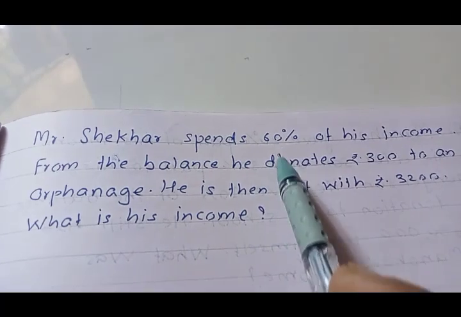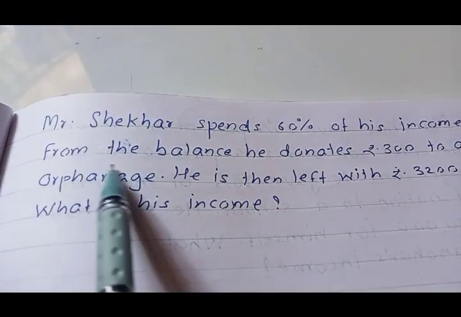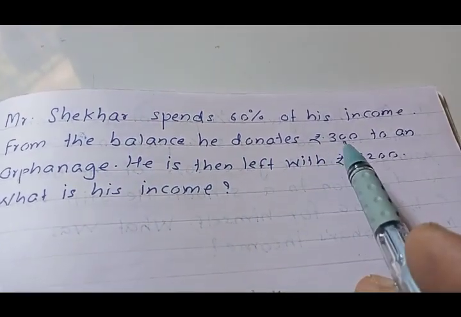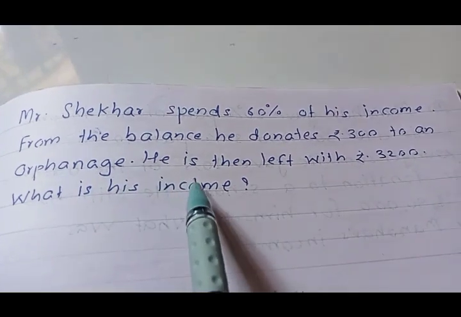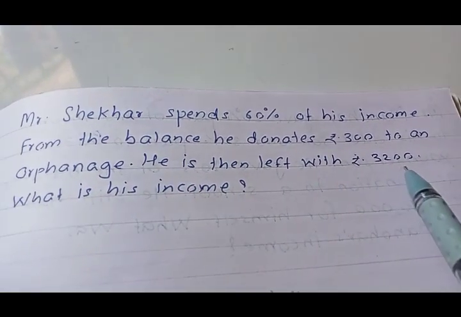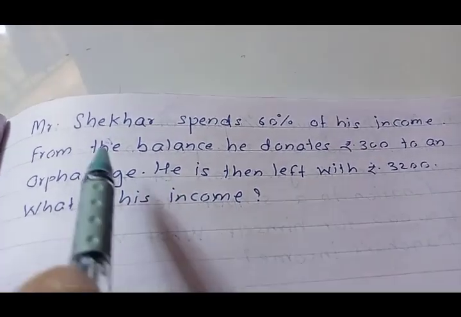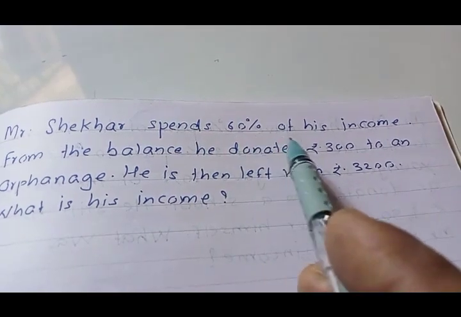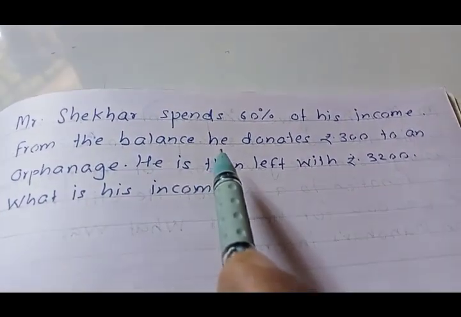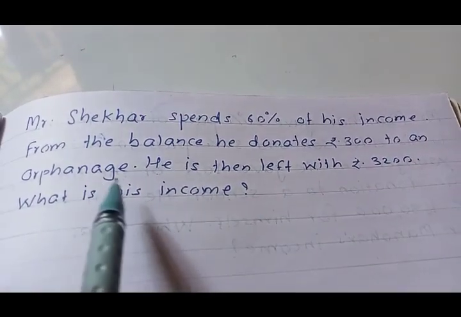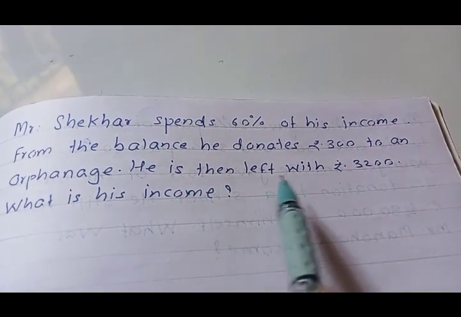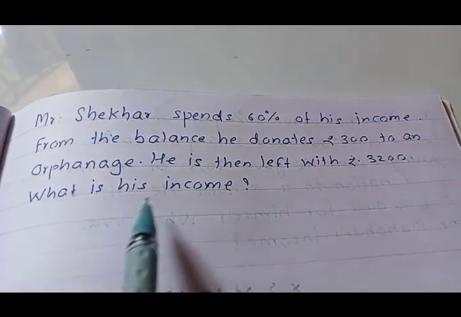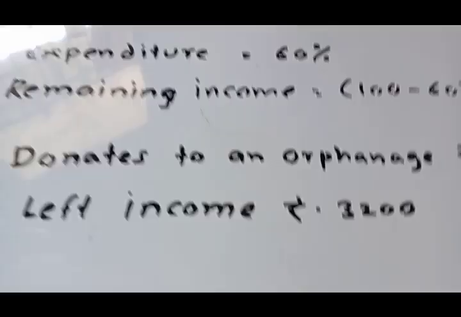Mr. Shekhar spends 60% of his income. From the balance, he donates rupees 300 to an orphanage. He is then left with rupees 3,200. What is his income? Answer.